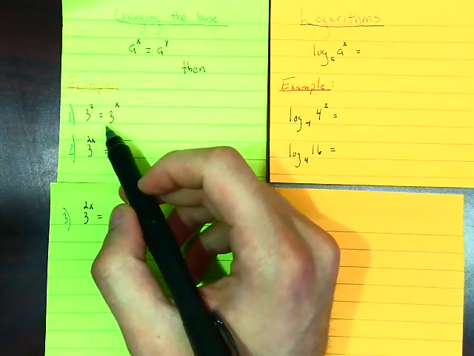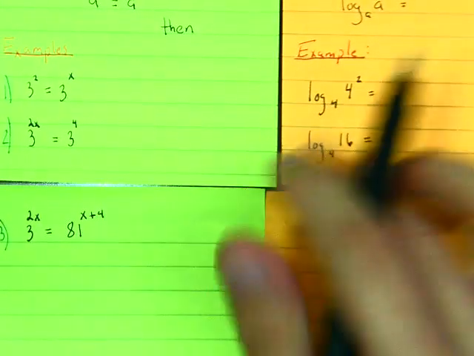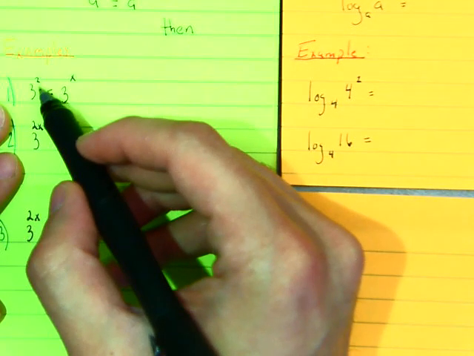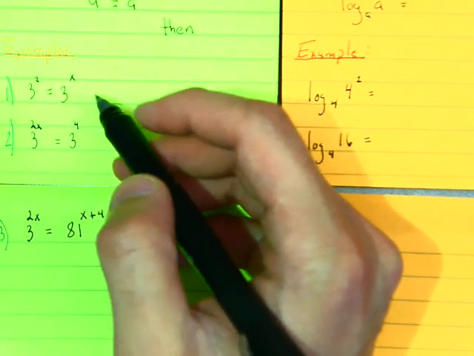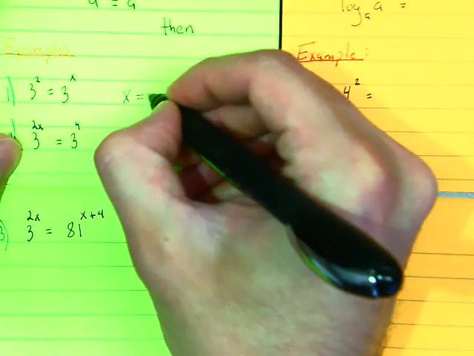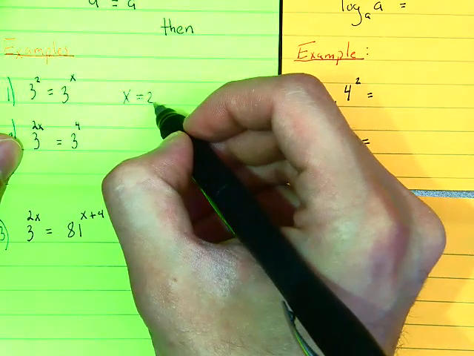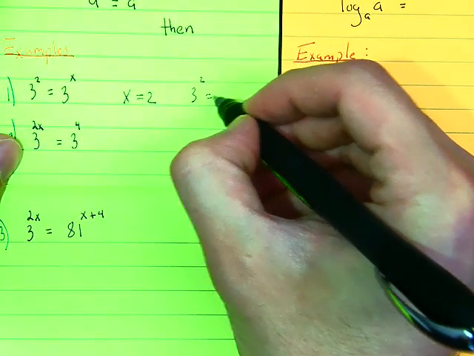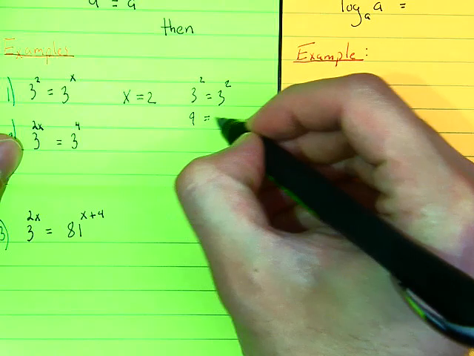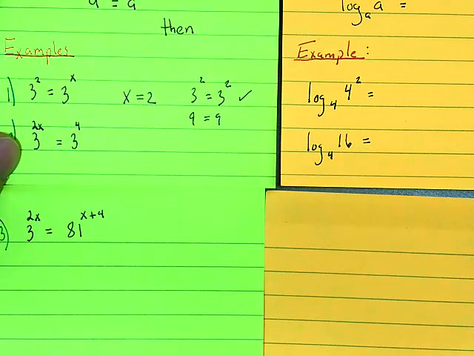Notice that this says 3 to the x, right? 3 squared is equal to 3 to the x, right? So here, what does x have to equal? X just has to equal 2, right? Because if x is 2, then you have 3 squared equals 3 squared, so 9 equals 9. And your life is very good.